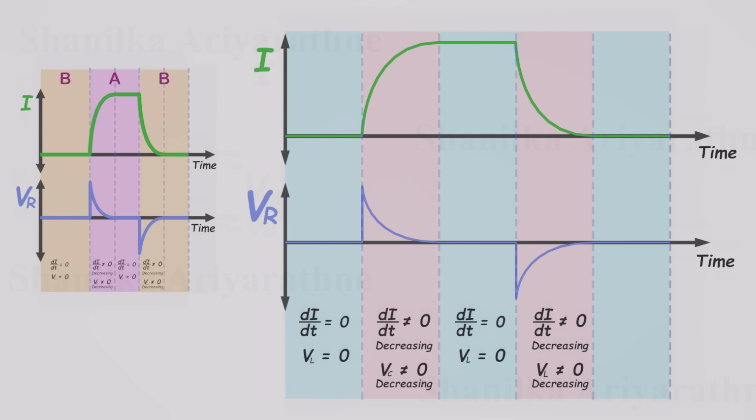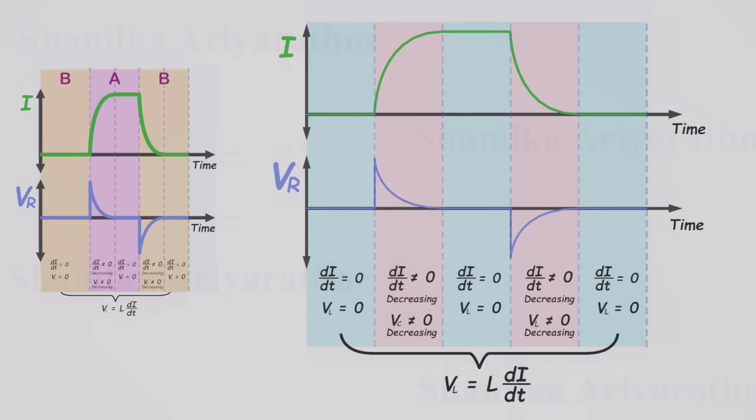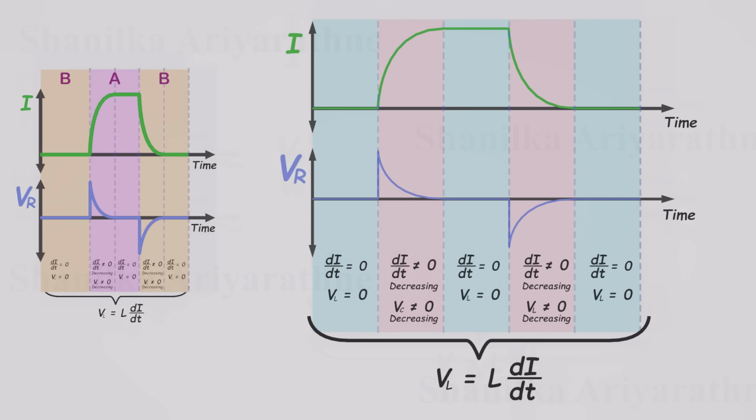Next, the current begins to fall, again slowing down, and the voltage mirrors it, starting negative, then fading back to 0. Finally, everything settles. Current, voltage, and their rates of change are all 0. Notice how the voltage across the inductor always matches how fast the current is changing, exactly what our equation predicts.